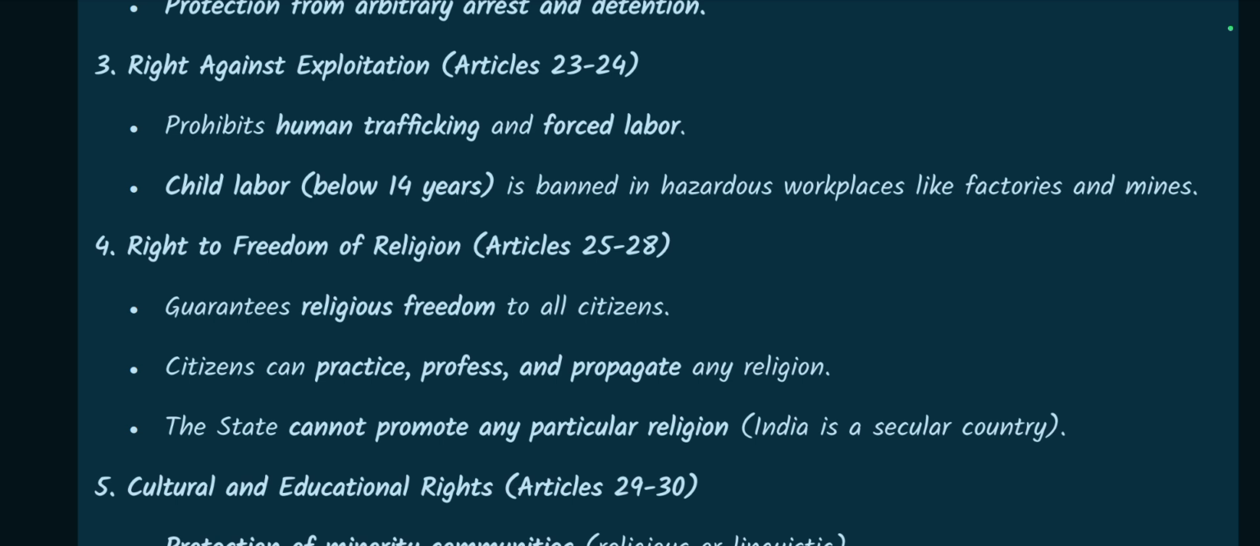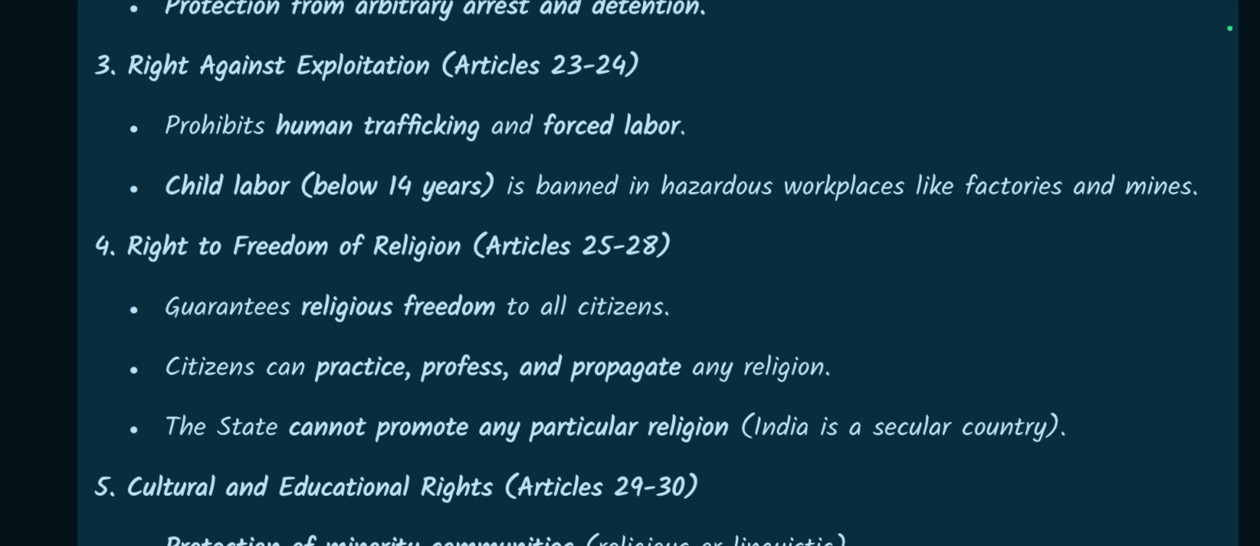Right against exploitation. Articles 23 to 24. Prohibits human trafficking and forced labor. Child labor below 14 years is banned in hazardous workplaces like factories and mines.